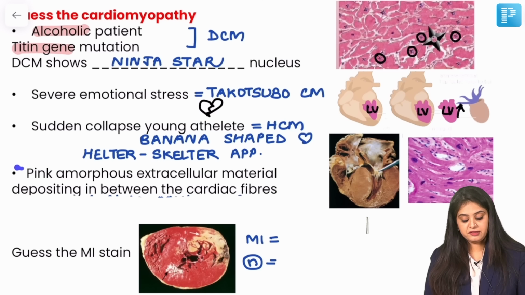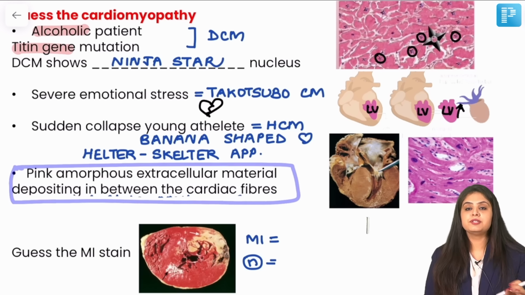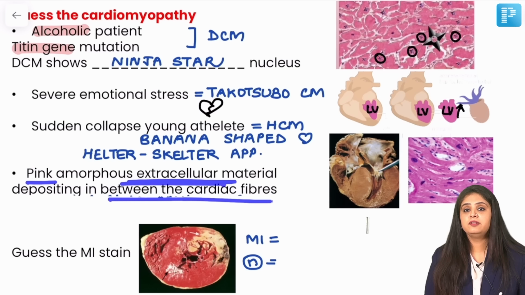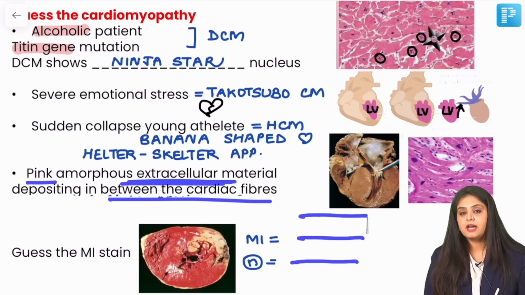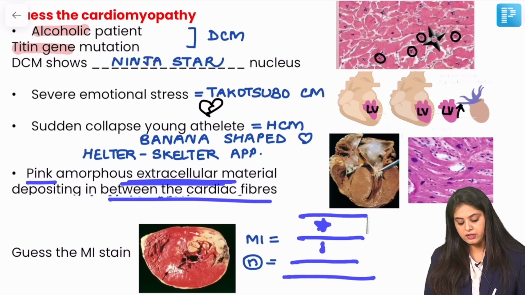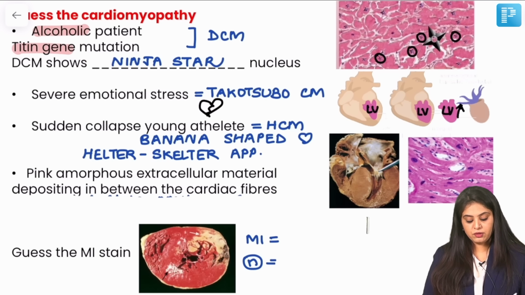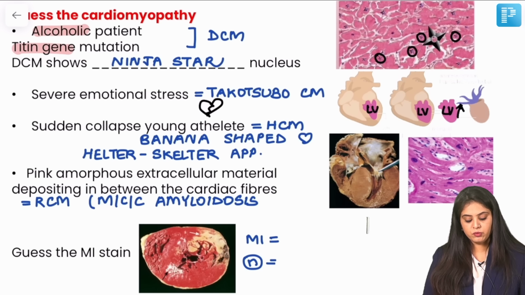Moving on, this is exactly the line which will be written in your question if you get this: between the cardiac fibers there is some pink material which is extracellular. Because let's assume this is the cardiac fibers, this material that I'm talking about is outside the cells, means it's not inside, extracellular, and that is always amyloid, and amyloidosis is the most common cause of restrictive cardiomyopathy.